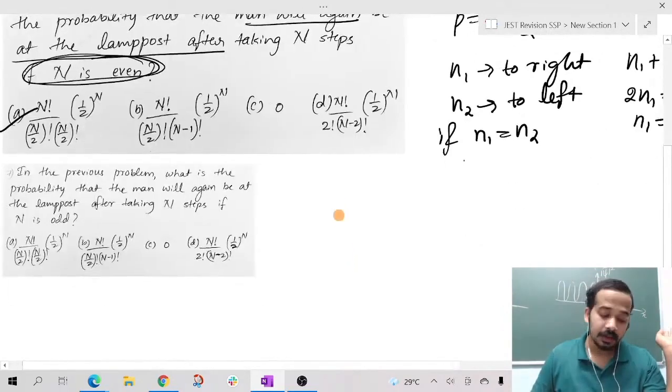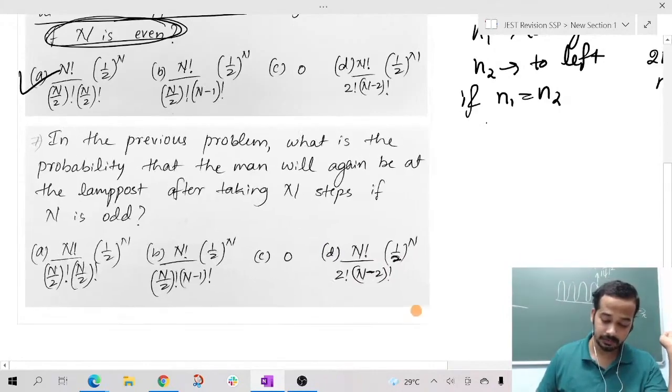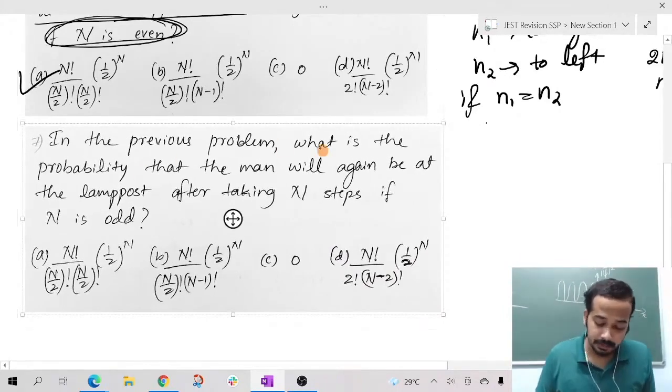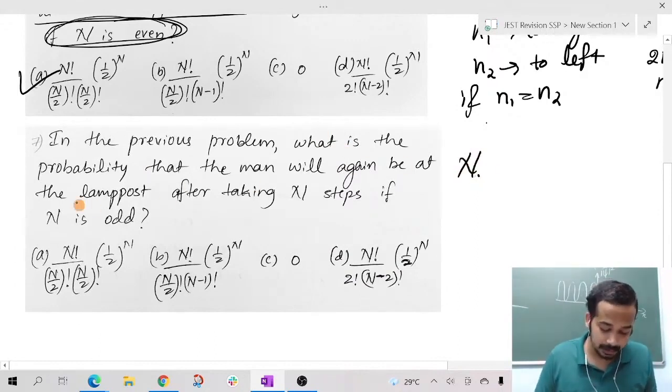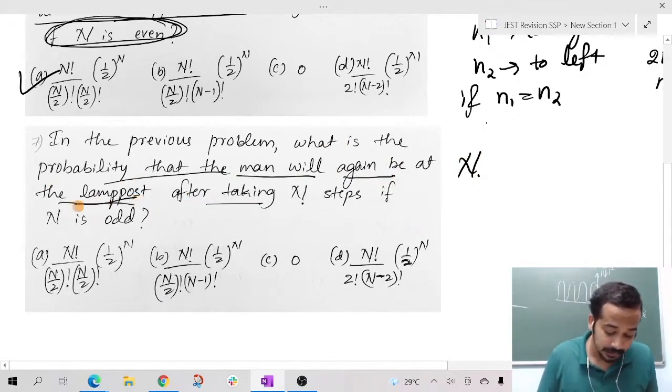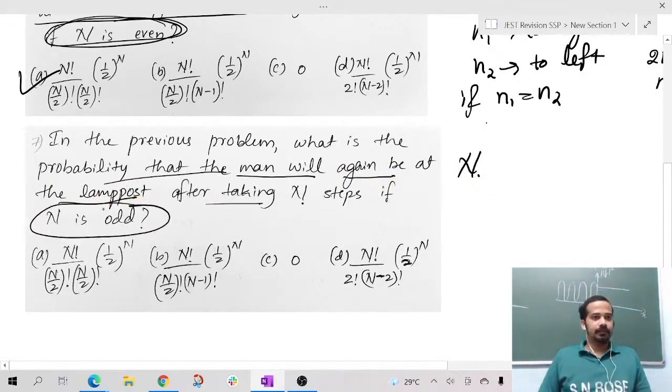Now look at the next question. You don't have to even think, isn't it? If you have this logic in the previous problem, okay? So he has taken n steps, okay? What is the probability that the man will again be at the lamp post after taking n steps if n is odd? So can you quickly tell me? 0.